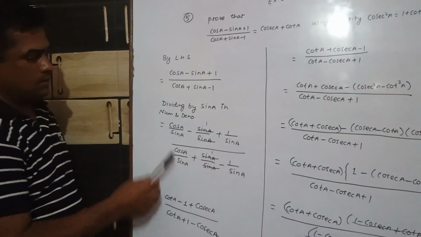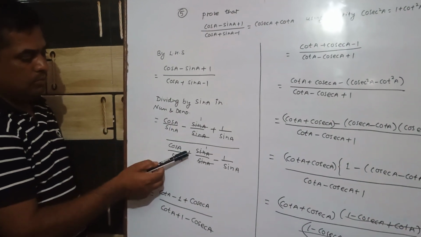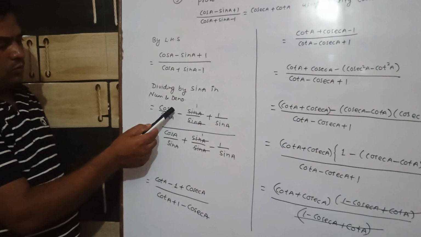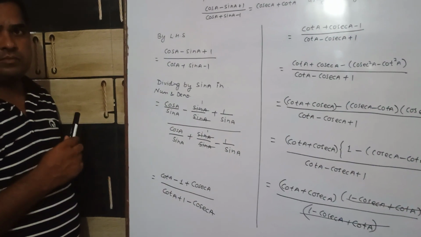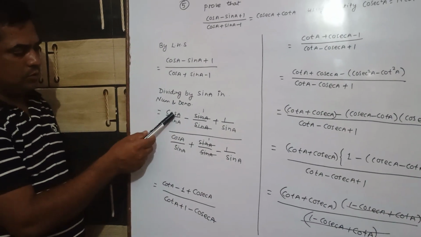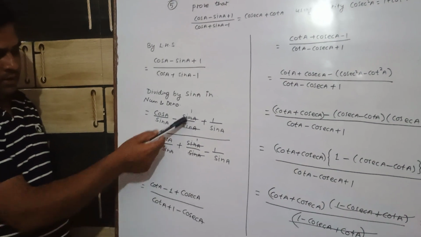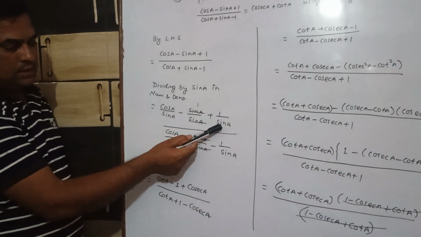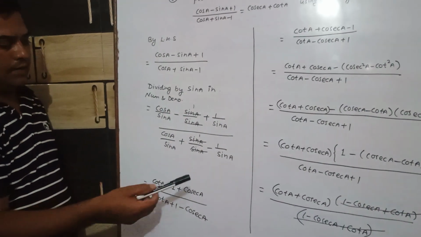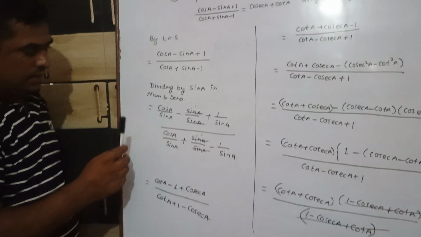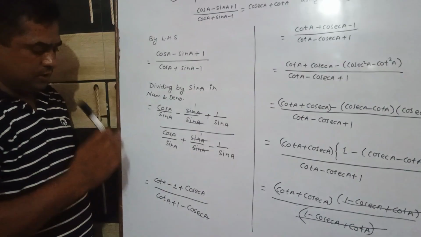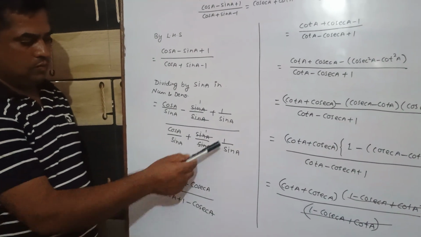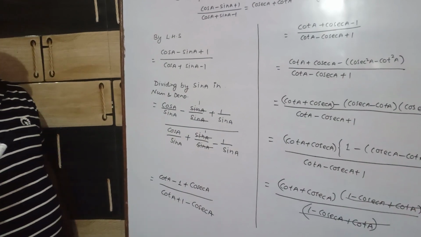In the denominator, cos upon sin plus sin upon sin minus 1 upon sin. Students, you know very well cos upon sin is cot A. So in the place of cos upon sin we can write here cot A. This will be 1. Now plus 1 upon sin A. The reciprocal of sin A will be cosec A. So cot A plus 1 minus 1 upon sin A is cosec A.